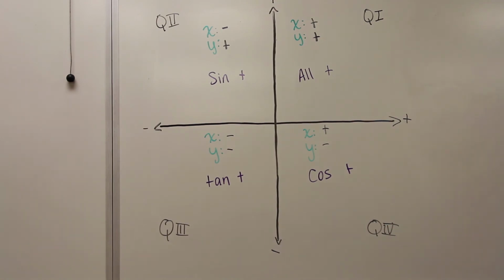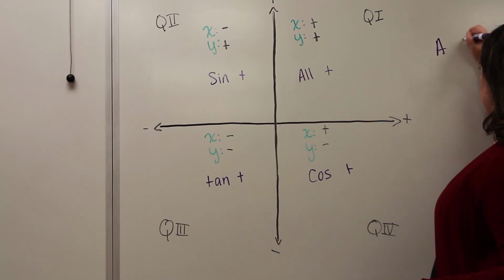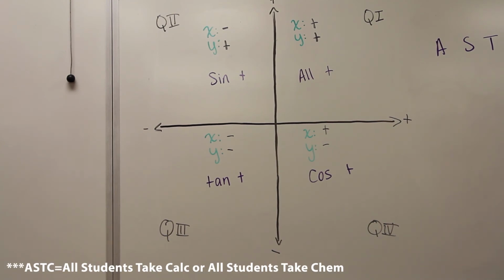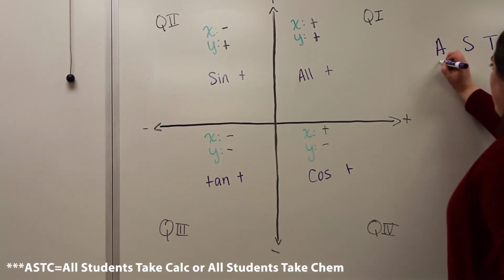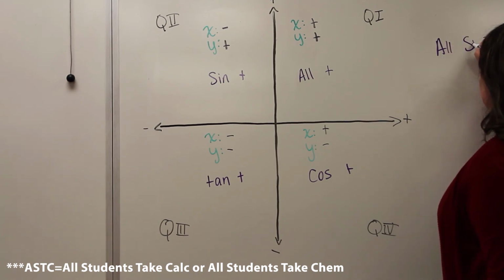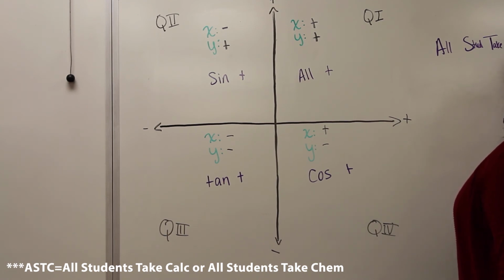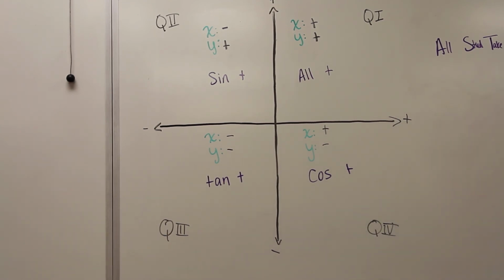Now, the little acronym that we use when we're working with these is the following. Okay, ASTC. But we use a mnemonic to remember this. All students take chemistry or any other C-related subject like calculus. Okay, all students take chem. All students take calc. If you remember any of those mnemonic devices, it will help you remember which trig function is positive where on the coordinate plane.